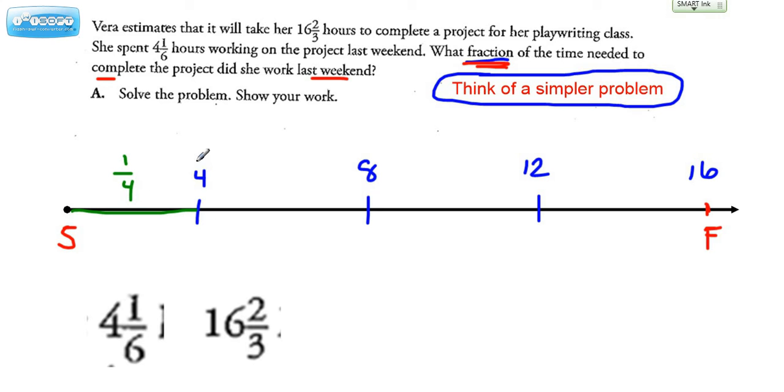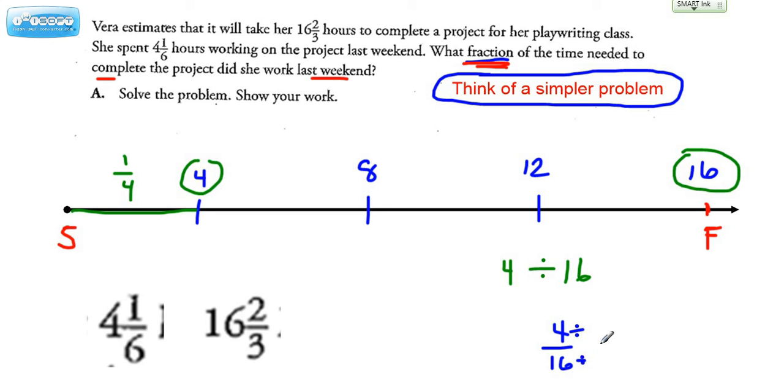So the question is, what would I have to do with these two numbers to get 1/4? Well, what we'd have to do with them is we'd have to divide them. We'd have to do 4 divided by 16. And if we simplify that, aren't we going to get 1/4? And isn't 1/4 a fraction? Right? We want a fraction.